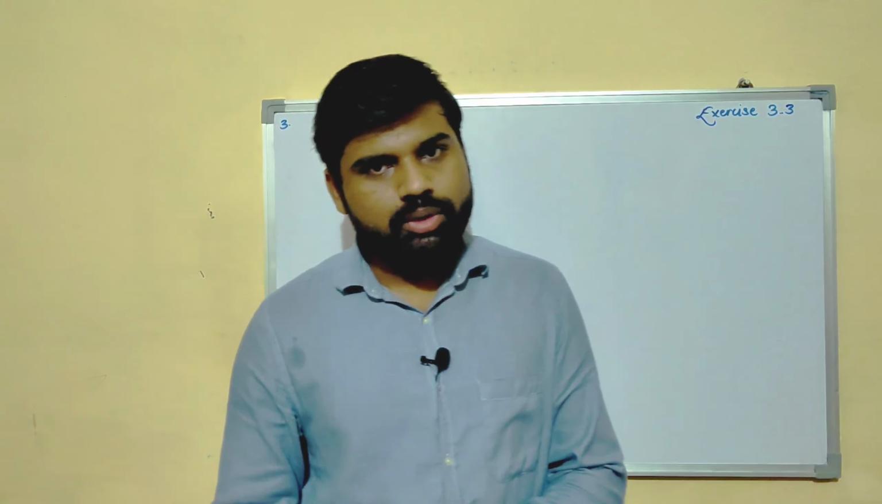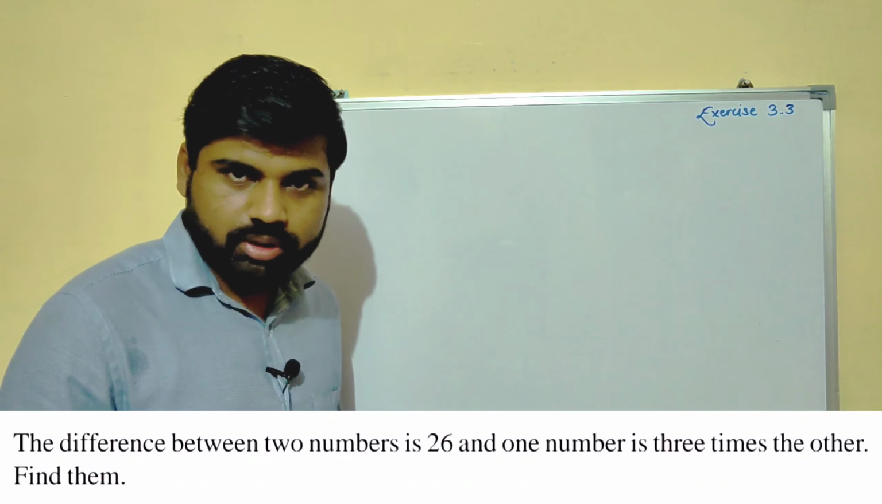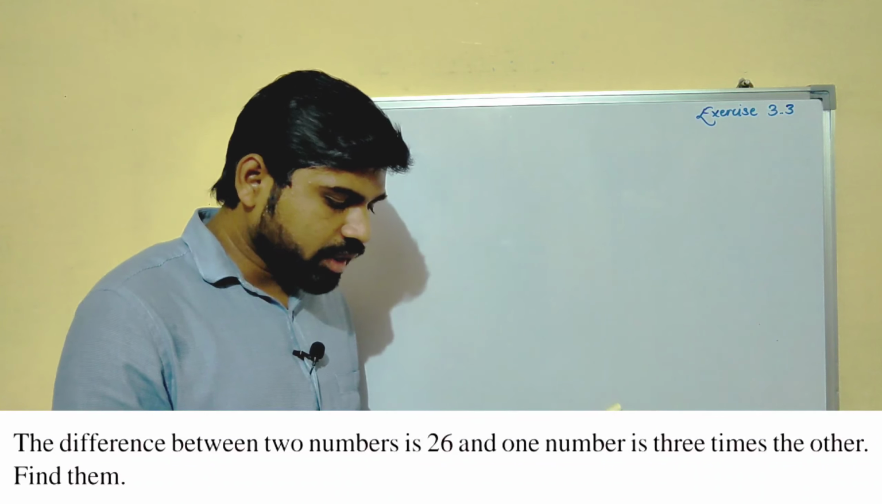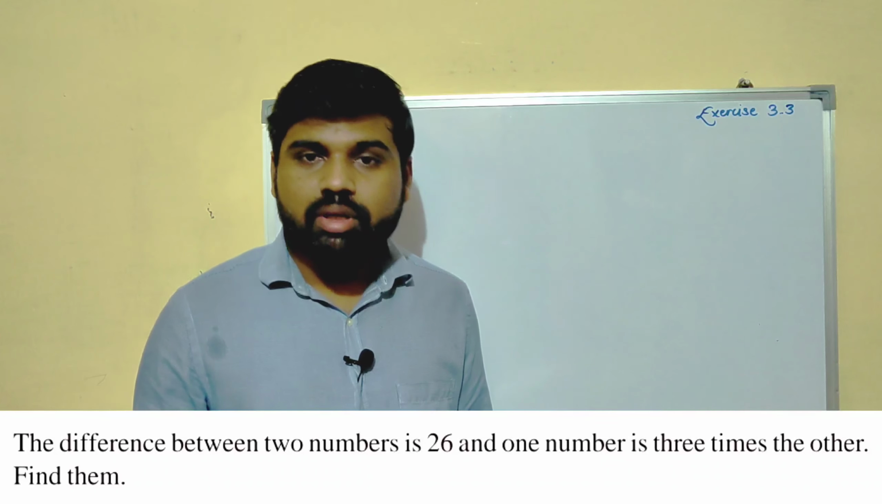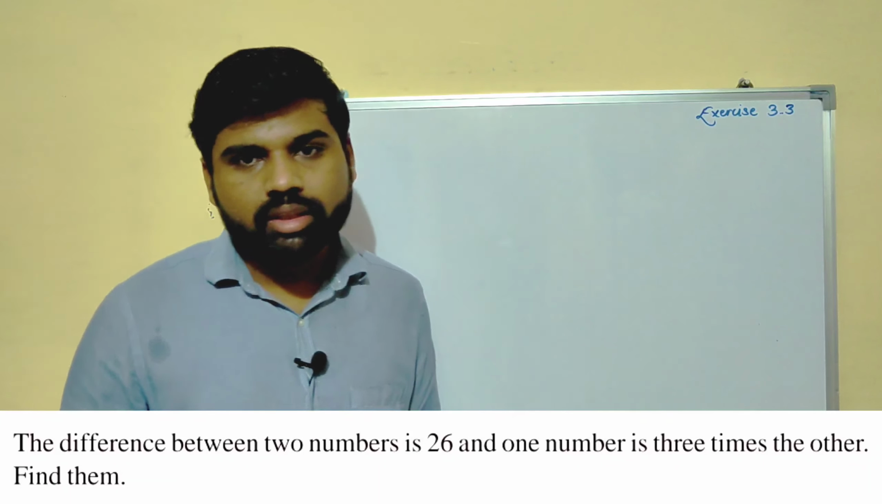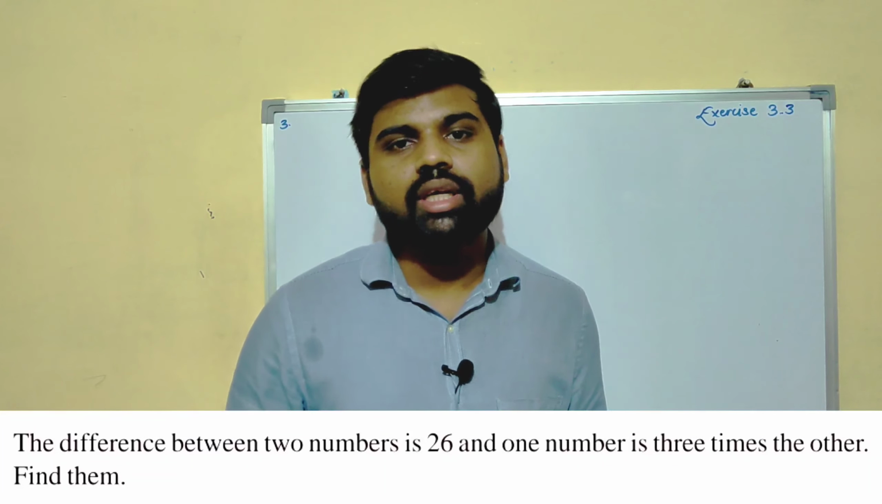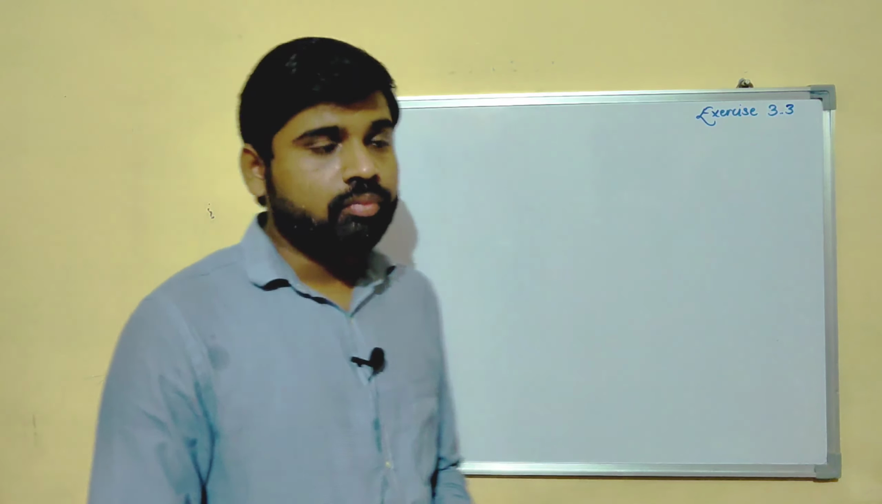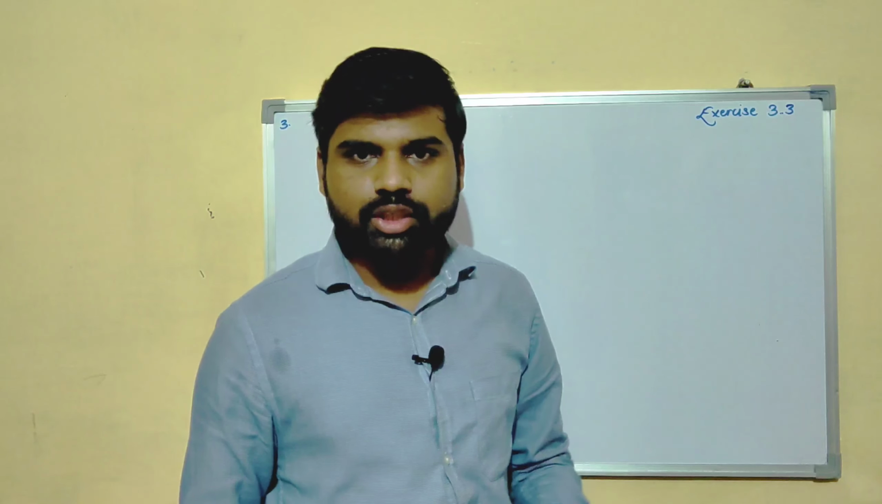Now let us see the third question from this exercise, which says the first part of this question is the difference between two numbers is 26 and one number is 3 times the other. Find them. Okay, so we need to frame the linear equations and then solve it by using the substitution method. If you haven't seen the method yet, you can click on the I button here and then check it out.